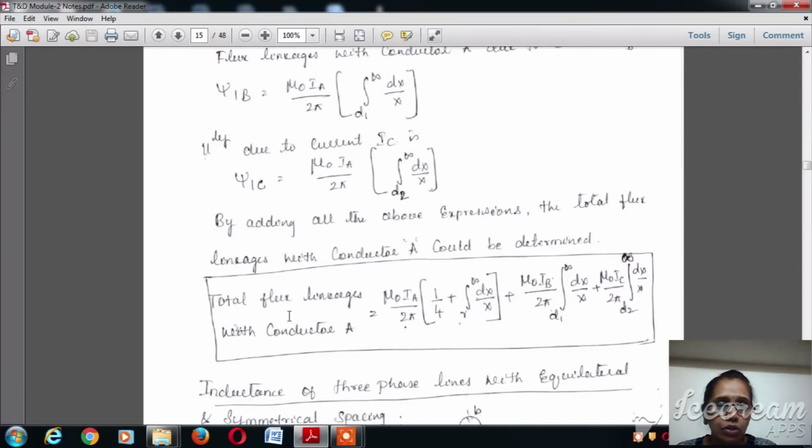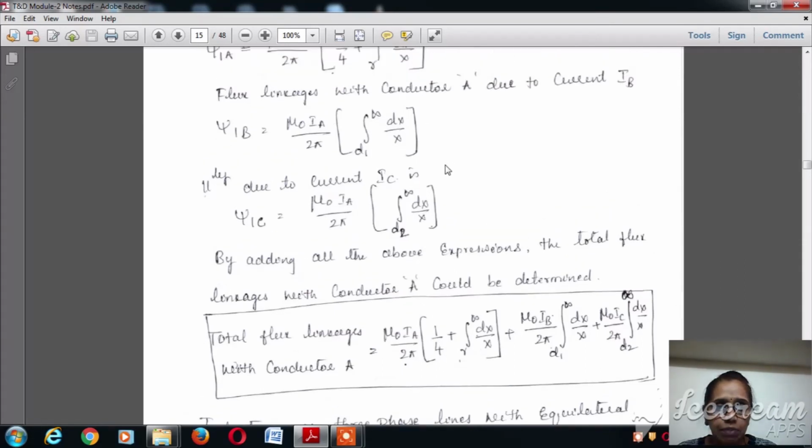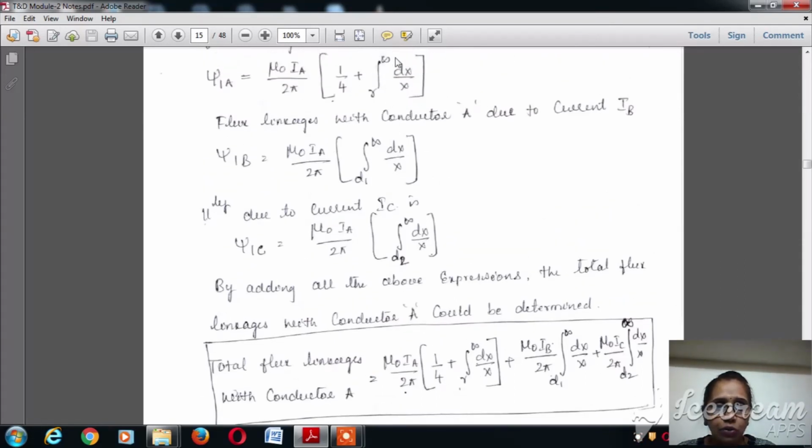Now the total flux linkages with the conductor A is equal to mu naught into Ia divided by 2 pi into 1 by 4 plus the integral of r to infinity dx by x, plus mu naught into Ib divided by 2 pi, integral of d1 to infinity dx divided by x, plus mu naught into Ic divided by 2 pi, integral of d2 to infinity dx divided by x.